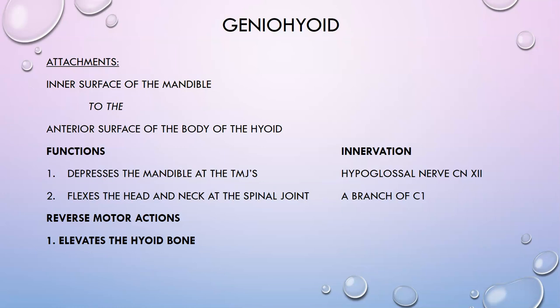Its innervation is a little bit different than the others. It is the hypoglossal nerve, which is cranial nerve 12, which is a branch of C1. So this is partly a cranial nerve and partly a spinal nerve. It's a bit unique. So something to remember that it's a bit different. So there is a cranial nerve innervation and a spinal nerve innervation for this muscle.